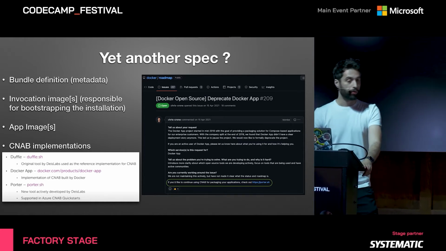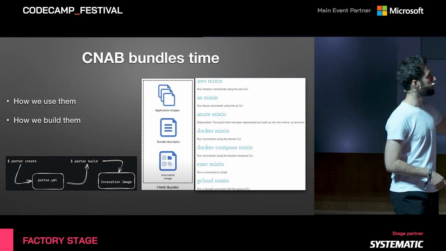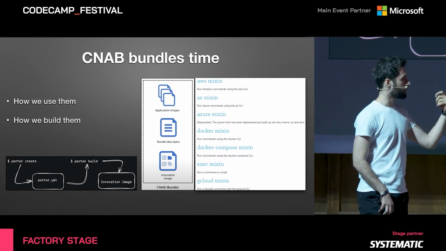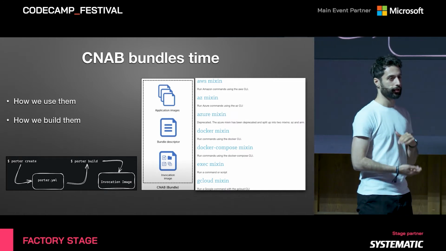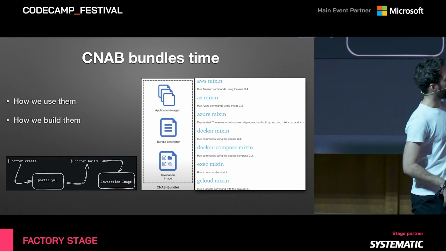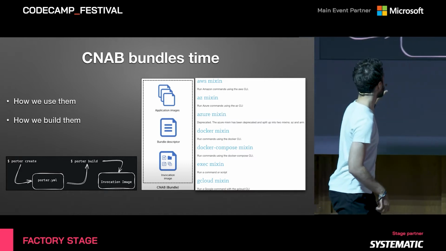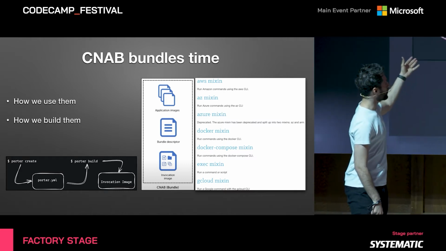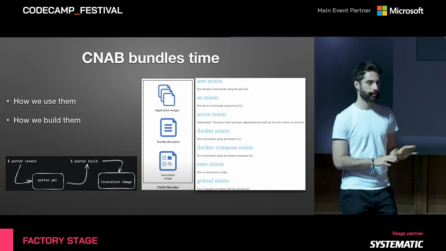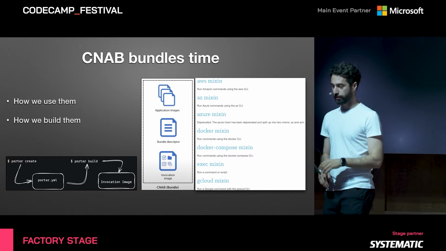Okay, so how to use bundles, how to build them. As I said, we have three main things: application images, bundle descriptor, invocation image. One important thing is that Porter doesn't know about the underlying technology. It relies on things called mixins, and they actually provide the power for bundles. A simple flow will look like this. With porter create, you create your manifest. With porter build, you build your invocation image. And that's about it. If you know this, you can just write it on your CV: I know bundles in Cloud Native.